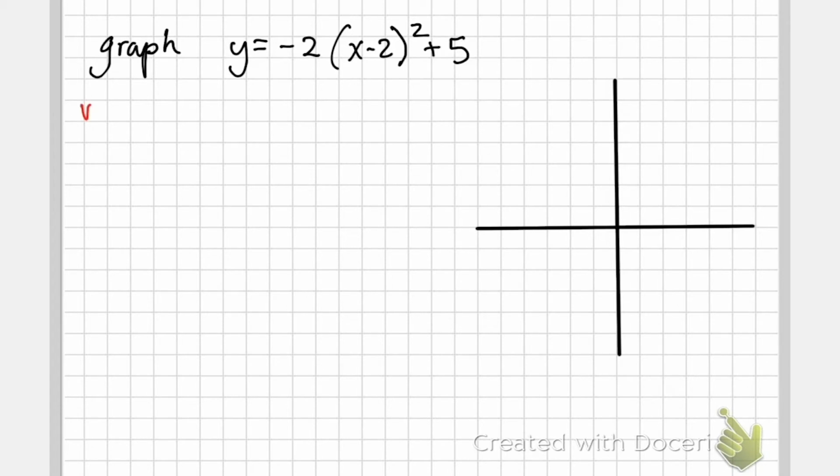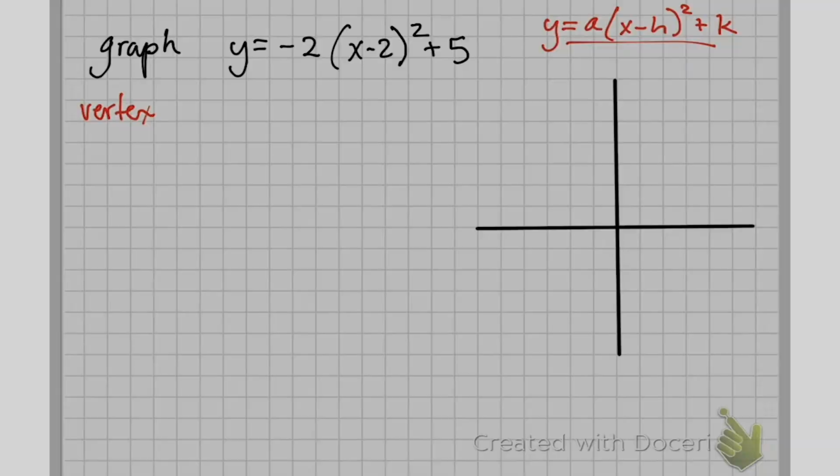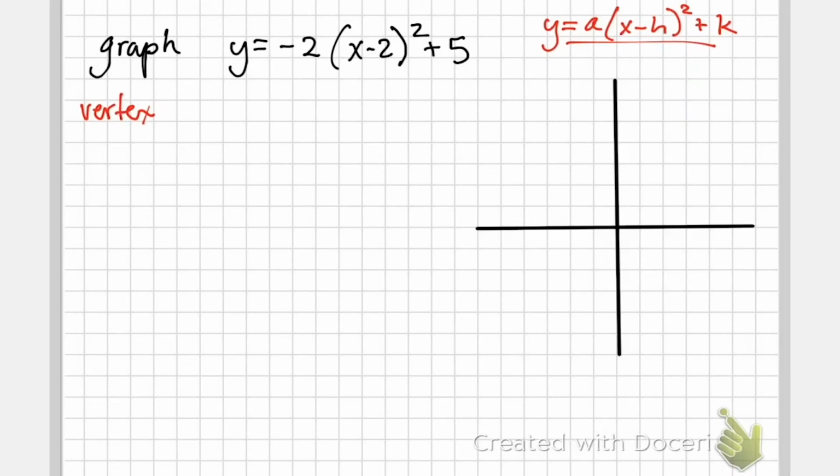Okay, I notice that I have a vertex here. Remember, it's h comma k. You need to write vertex form at the top of your paper every single time. This needs to be memorized. I know it looks crazy right now, but that's what it's going to be forever. Vertex form needs to be memorized.